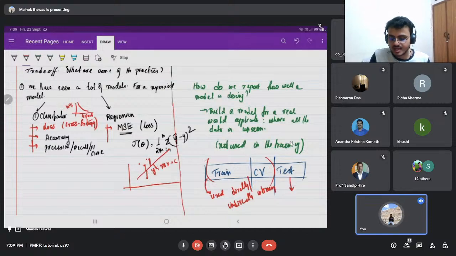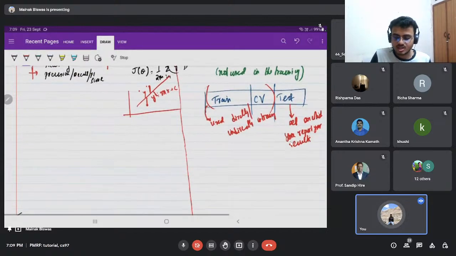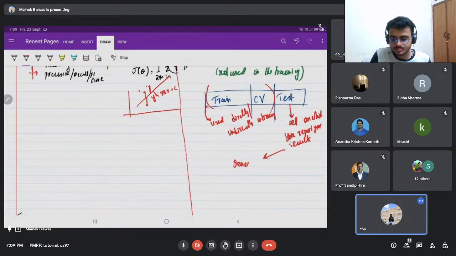And this is the set on which you report your results, which is nothing but the generalizability of the model, or the generalization capacity of the model.